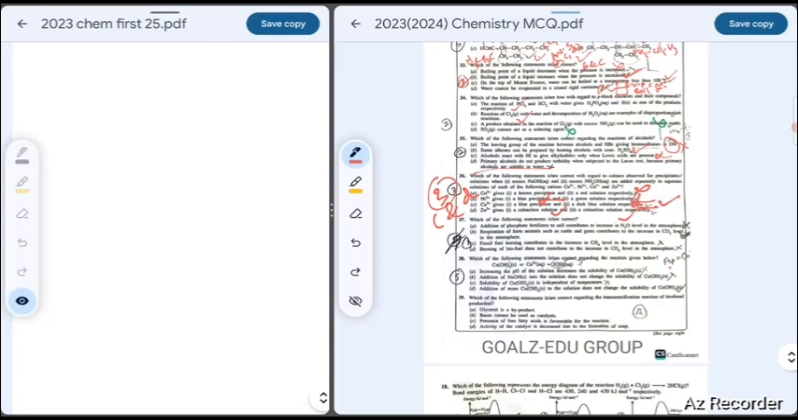37. Which of the following statements is or are correct? Addition of phosphate fertilizers to soil contributes to increase in N2O level in the atmosphere. So that is phosphate fertilizers. How can phosphate fertilizers be involved with these nitrogen gases?